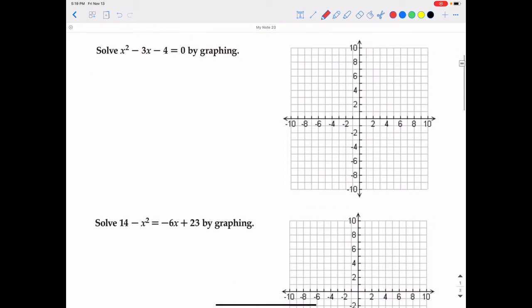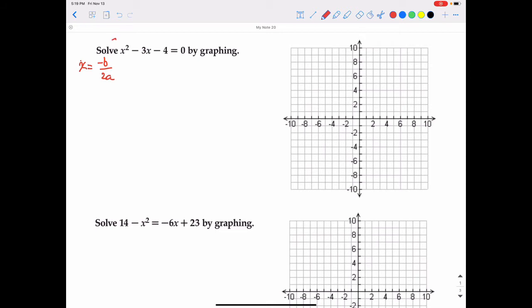So looking at the first example, solve x squared minus 3x minus 4 equals 0 by graphing. First, verify that it is in standard form, that it is in that ax squared plus bx plus c equals 0 form. And this one is. So it is ready to be solved by graphing. So we will do our process for graphing, which we've already learned. And the first step is to find the vertex using x equals negative b over 2a.